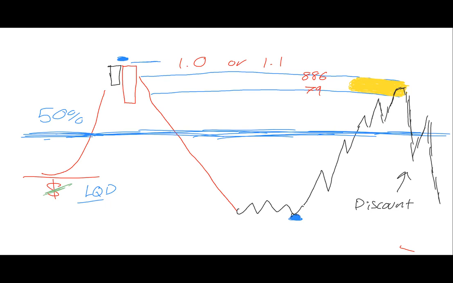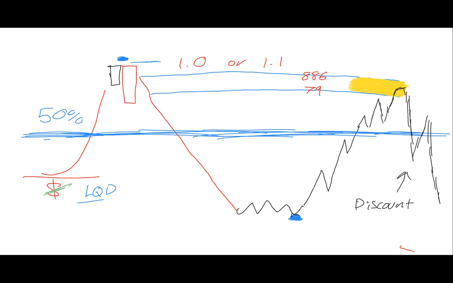I used to fall into that trap a lot, and I used to try to call snipers with a 2 pip stop. I'd get stopped out and I'd get frustrated. Well, I knew it was going to go in that direction, and 10 pips later it went in my direction, another 180 pips. But I wasn't there to catch it because my stop loss was too small.